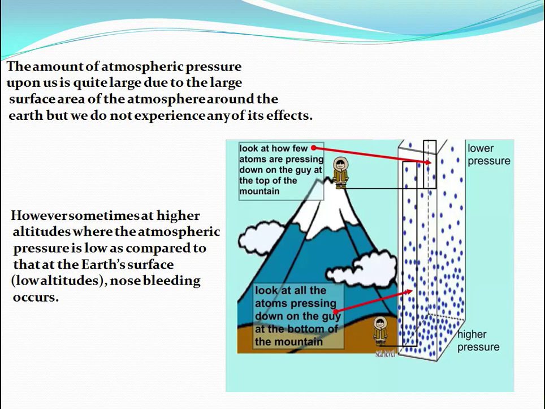Next, about the atmospheric pressure. As we know, a layer of gas is present around the Earth's surface. The air present in the atmosphere exerts a pressure on the Earth which is called the atmospheric pressure. Now the atmospheric pressure keeps on increasing as we move towards the Earth's surface. The amount of atmospheric pressure upon us is quite large due to the large surface area of the atmosphere around the Earth, but we do not experience any of its effects.